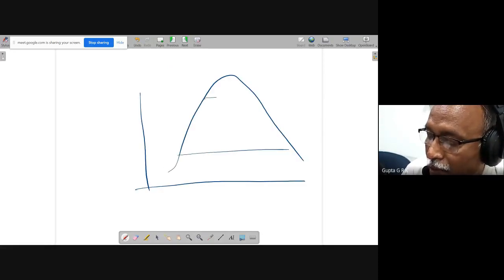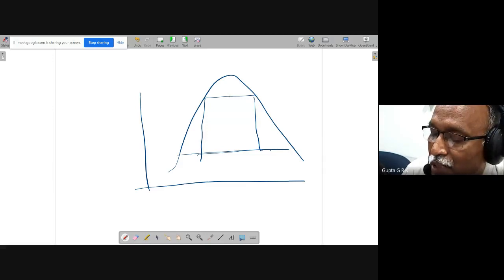So this pressure and this pressure are given. So Carnot working means like this. It is working. So from this pressure, I have to find out the saturation temperature, and from this pressure, I have to find out the saturation temperature. So TL and TH are known.